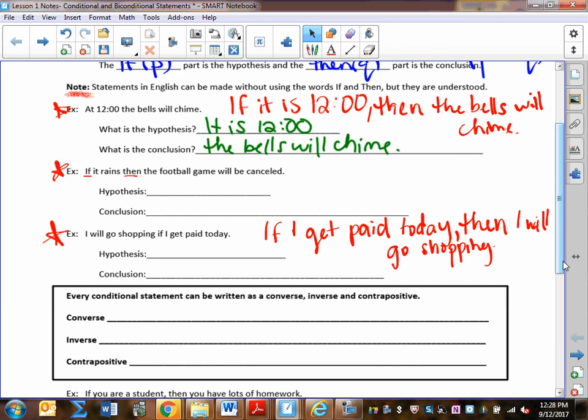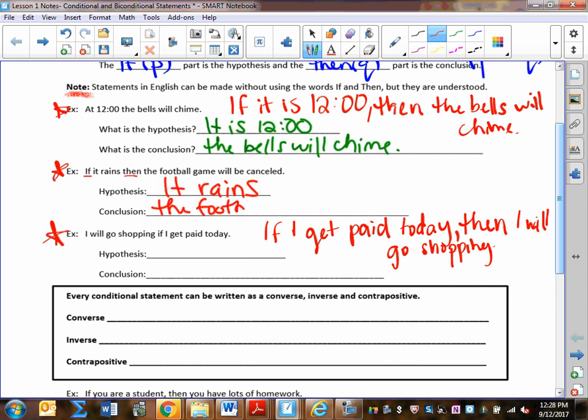Alright, example 2 here. Who would like to give me the hypothesis? Go ahead, Emma. If it rains, hypothesis, it rains. Good. Conclusion, football game is canceled. Do we agree with that? Yes. Good. Do we have questions on that?